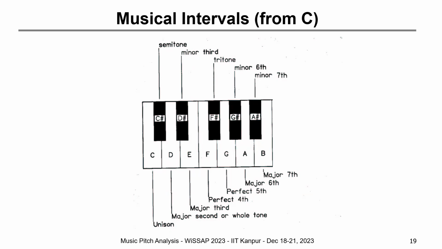Now C to D sharp is a minor third relation. C to E is a major third. C to F is perfect fourth, and we'll see why it's called perfect. And C to F sharp is called tritone. C to G is called perfect fifth, and we will see why it's called perfect again later, and so on. Okay, so there are musical terms to describe the relations between pitches.